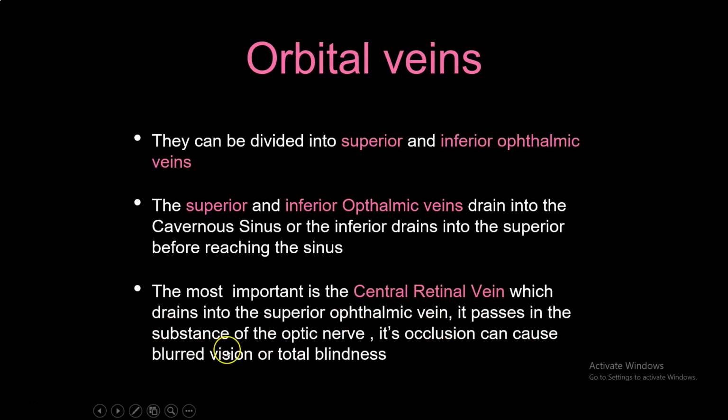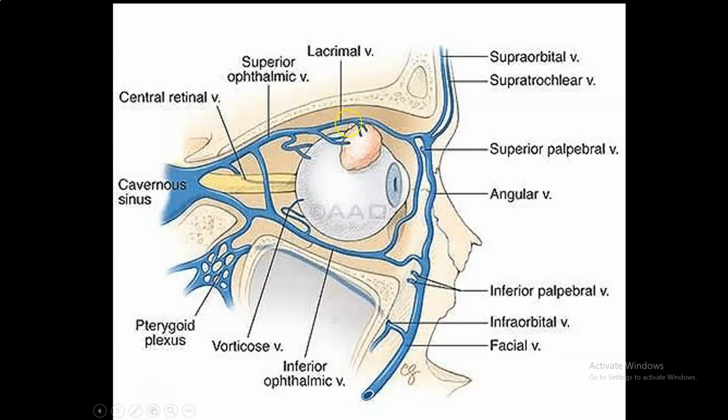Its occlusion can cause blurred vision and total blindness. So this is the venous system, superior and inferior ophthalmic veins. This is the superior ophthalmic vein with the tributaries. This is the inferior ophthalmic vein, and here the superior and inferior ophthalmic veins drain into the cavernous sinus separately. Sometimes the inferior drains into the superior, and the most important is the central retinal vein, which passes from the retina inside the optic nerve sheath and drains into the superior ophthalmic vein.